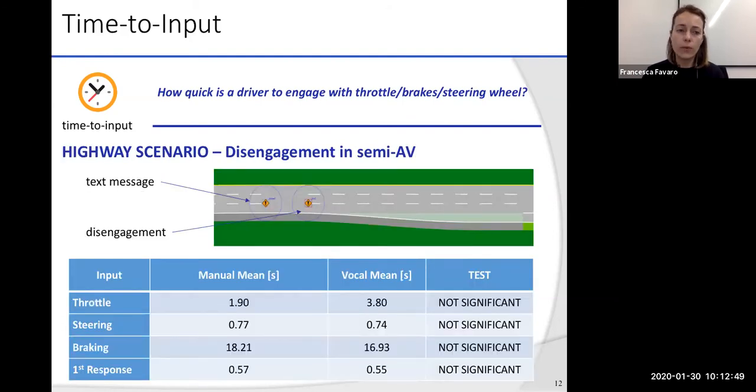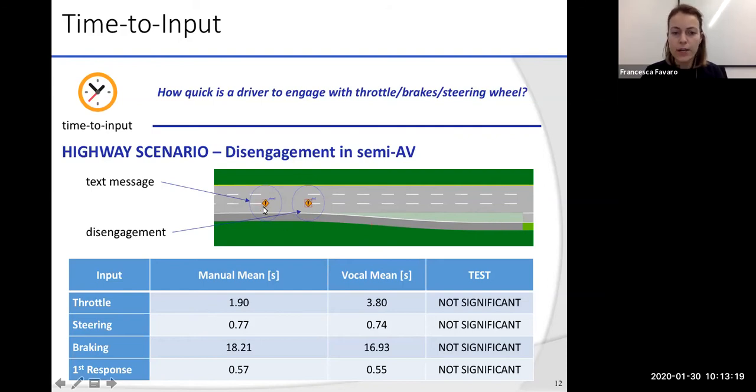So we were also looking at the highway scenario for time to input. And here we had a more complex problem, the disengagement of the autonomy. You can see here a zoom out of the highway environment. This green portion here is the exit. Coming from the rightmost lane where automated driving was engaged, it would disengage at this point, and you were supposed to merge, following GPS instruction, into this green new lane for the exit.